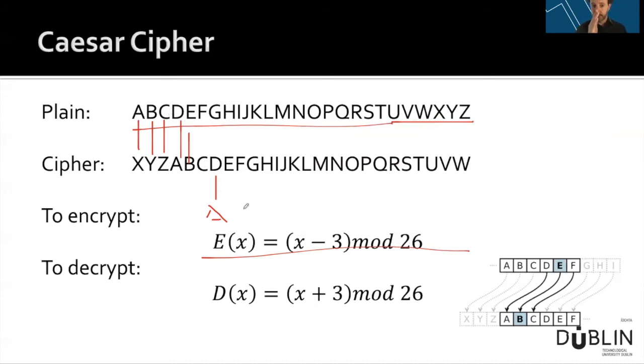So to encrypt, you shift it back 3 letters. To decrypt, you shift it forward. And the only area that you have to be careful about is with the overlap here. You have to know that it's a wraparound. It goes A, B, C, D, E, F, G, H, I, J, K, L, M, N, O, P, Q, R, S, T, U, V, W, X, Y, Z, A, B, C.